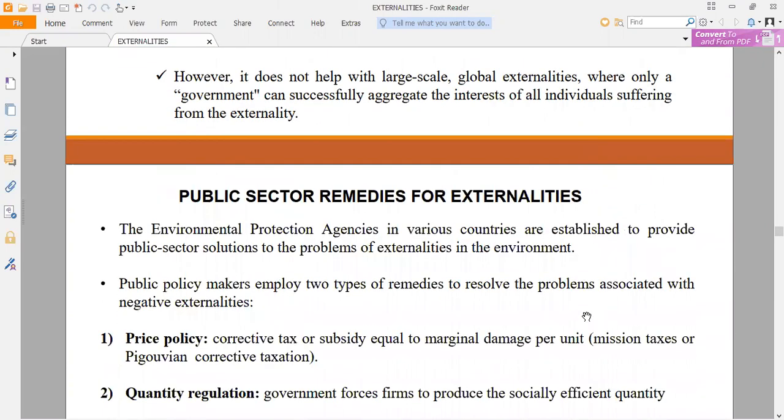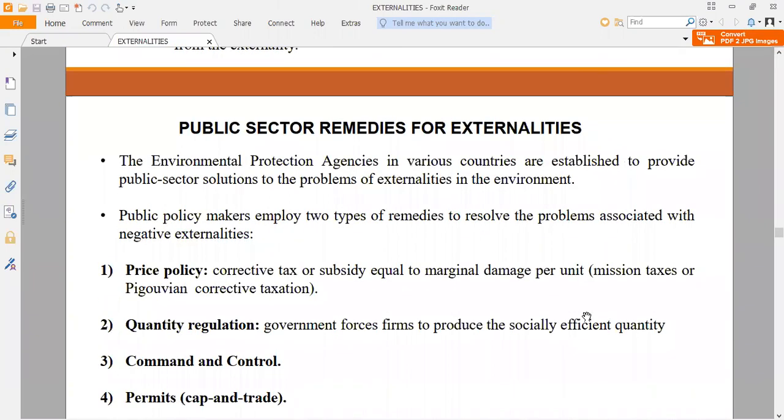All right. What about the public sector? How does the public sector, the government, also try to internalize externalities? They set up environmental protection agencies to make sure that people are paying for the damage that they are causing. They can use price policy, tax. We call it the Pigouvian tax.